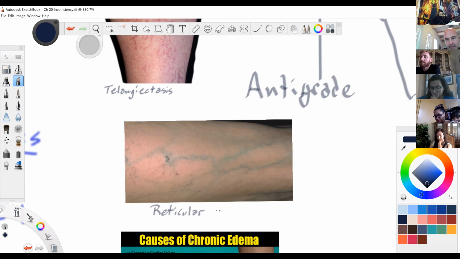Reticular veins are basically just larger connecting veins, and what you can really see goes in crazy directions, some of those. So this person actually has spider veins and reticular veins here, reticular veins there. So these are basically venules.